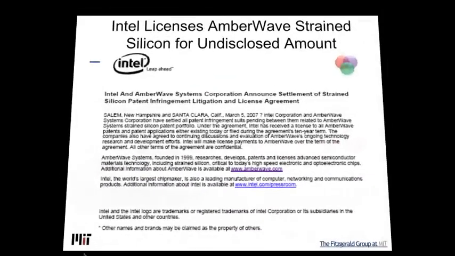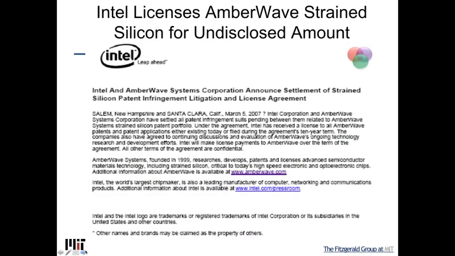And eventually, after much process, Intel licensed Amber Wave strained silicon technology, and kept on incorporating different versions of the technology as time went on.